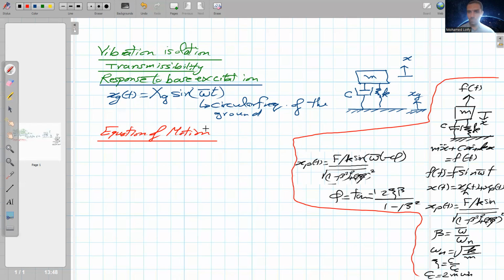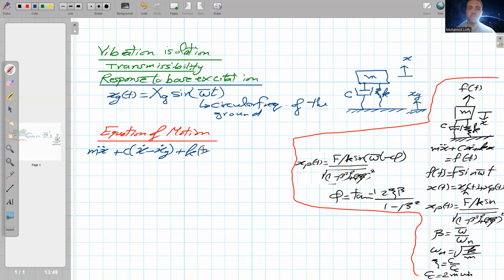Now, we want to find the equation of motion. The equation of motion is simply like that. It is m x double dot, but now this x is the motion, so m x double dot plus c x dot, but now the relative motion between this mass and the ground should be considered, because the force generated in this damper will result from the relative motion between its two edges, this point and this point. This point is moving by x and the other point is moving by xg. So it should be (x minus xg) dot. This is the relative velocity between the two parts of the damper, or the dashpot.